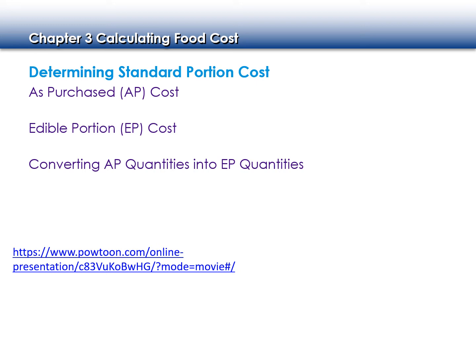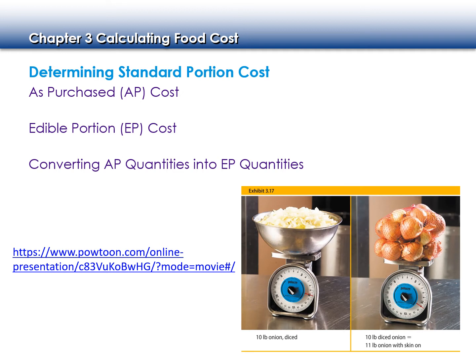Okay? So, Christian, what is the as purchased? How much we bought it for. Okay, how much we bought it for. So you think about this. We've got 10 pounds of onion diced, but we actually started with 11 pounds of onions with the skin on. So we bought 11 pounds, but after I peel it and I slice it or dice it, I only have 10 pounds left. That means I lost how much? 1 pound. Okay? I lost 1 pound.